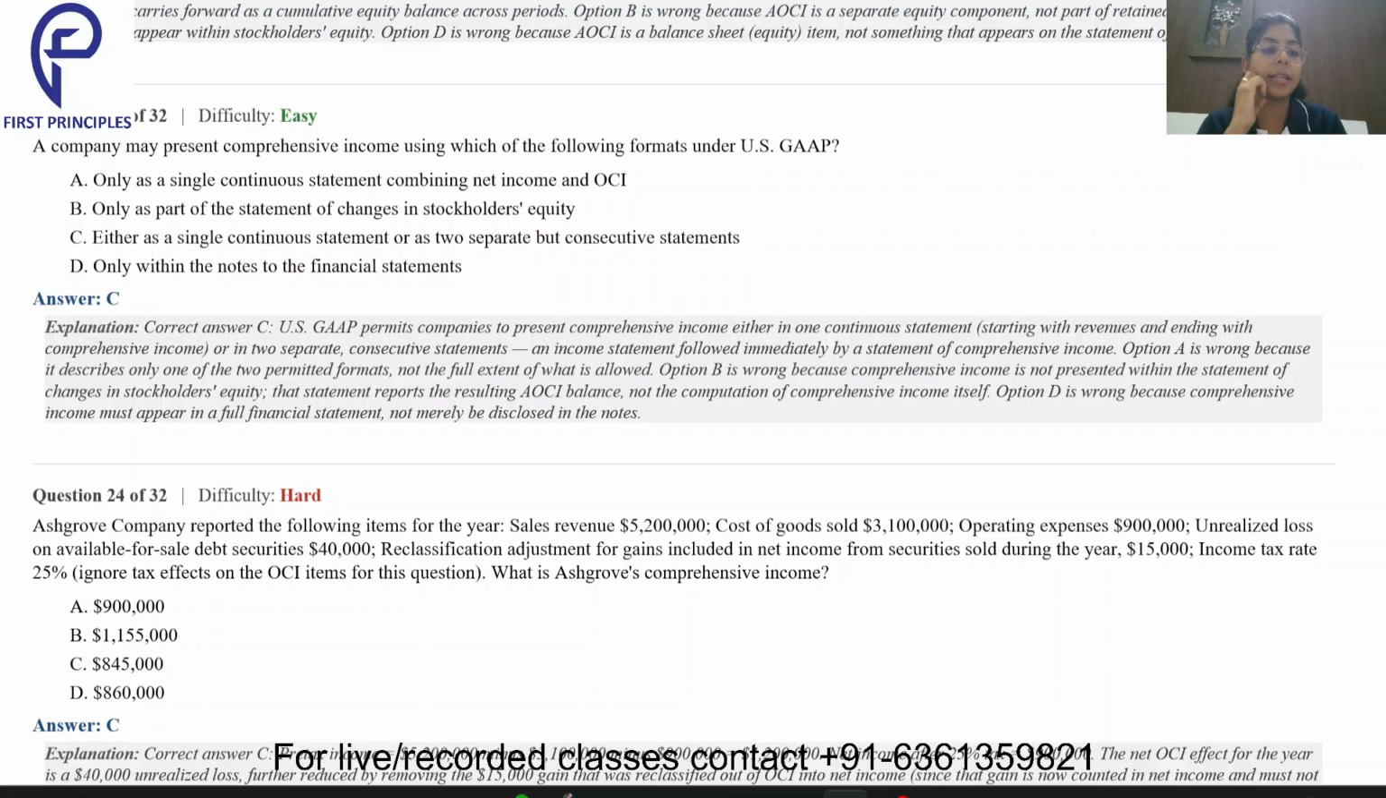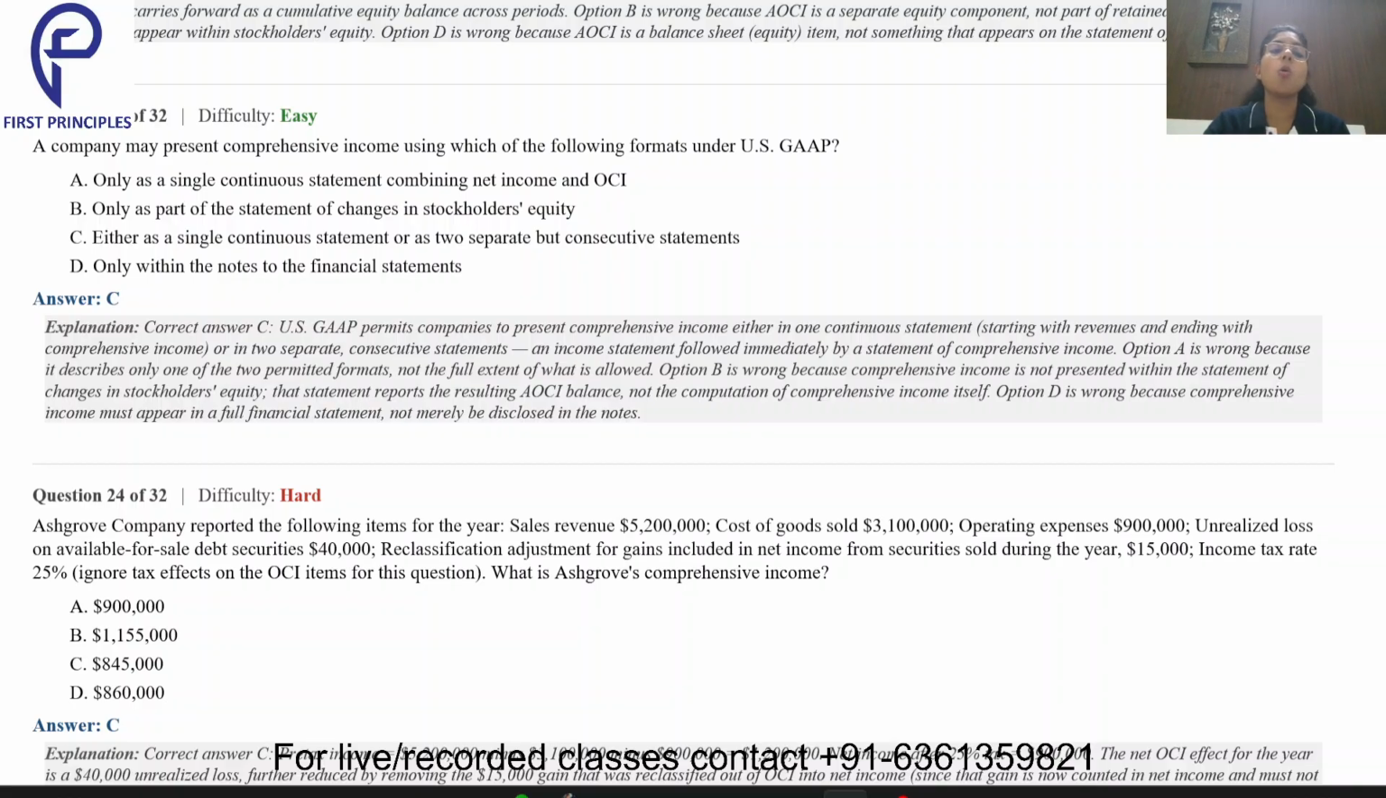So which option is correct? Option A, only as a single continuous statement combining net income and OCI. Is this correct? No, this is not correct. Then option B, only as part of the statement of changes in stockholders' equity. Is this correct? No, again, this is not correct. Then option C, either as a single continuous statement or as two separate but consecutive statements. Is this correct? Yes. Why? Because we can present comprehensive income either as a single statement or two separate consecutive statements. So this is the correct answer.